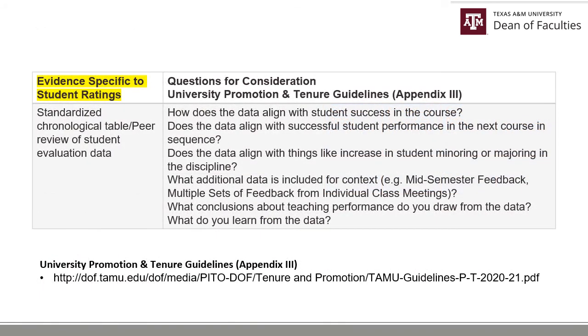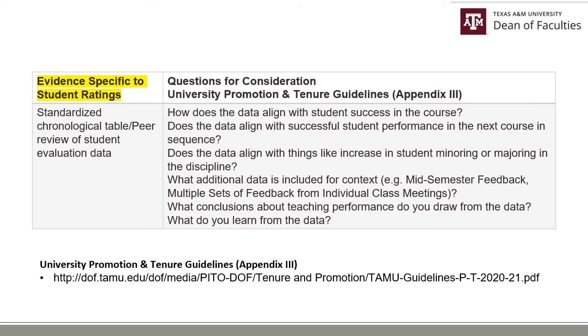Evidence specific to student ratings. How does the data align with the student's success in the course? Does the data align with successful student performance in the next course in sequence? Does the data align with things like increase in student minoring or majoring in the discipline?